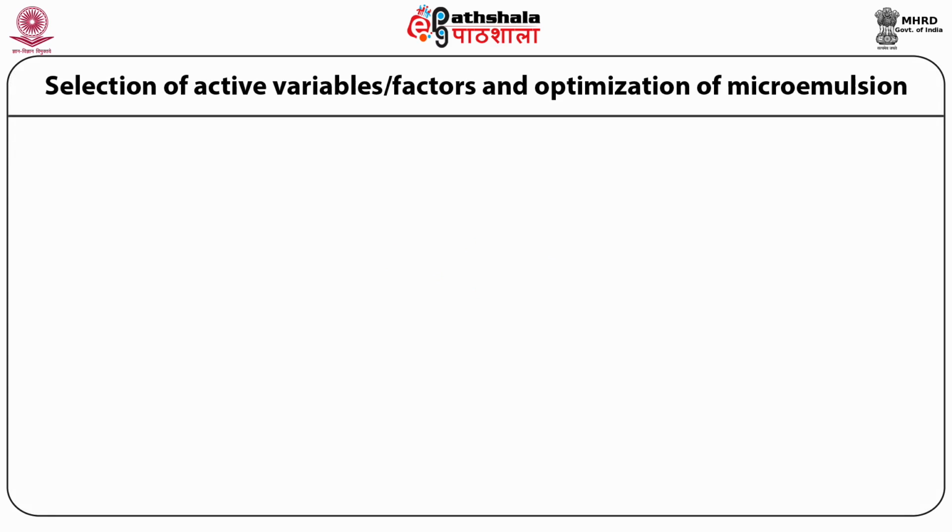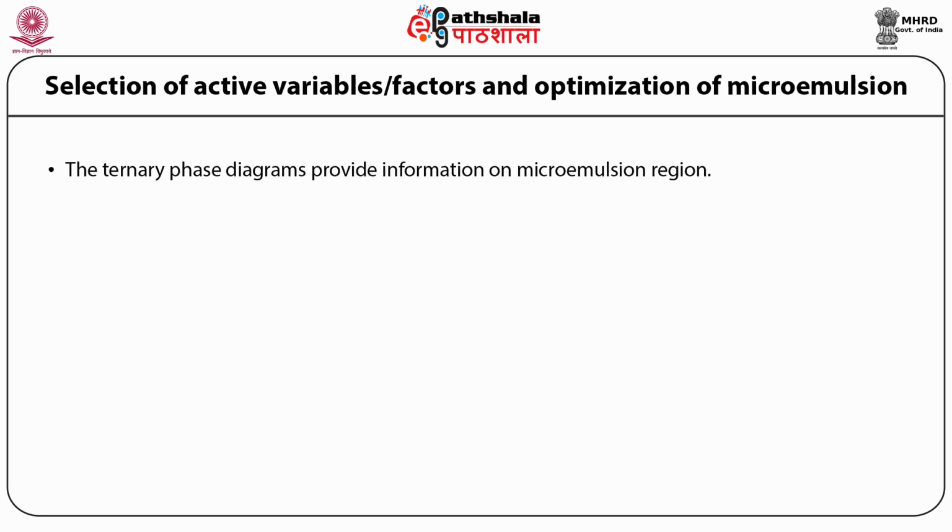Now the question is how to select active variables and factors for the optimization of microemulsion. Using the ternary phase diagram, we have obtained different microemulsion regions and applied these constraints obtained from the determination of the microemulsion region. These regions are then taken as an experimental domain for quality by design, and on this basis we select active variables.